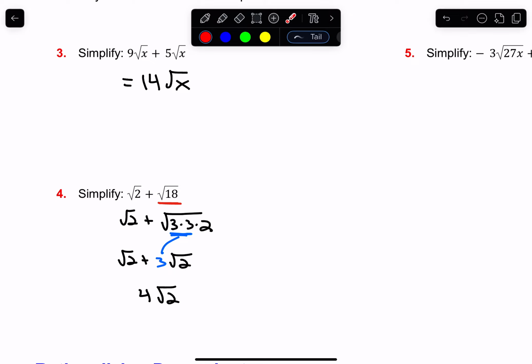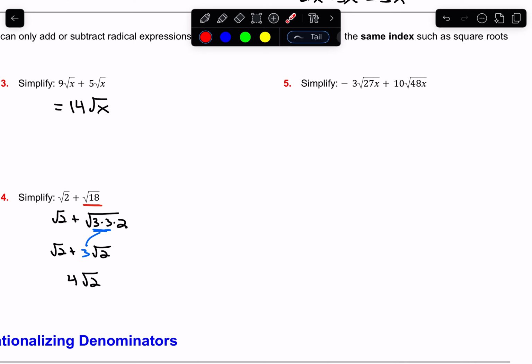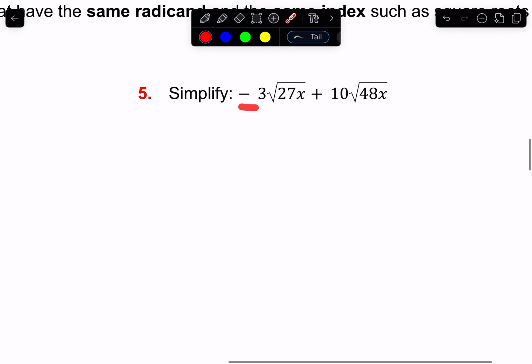So once I get it to where the radicand and the index are the same, then I can go ahead and just add together the 3 plus the 1 that's in front over here to get a 4 as my new coefficient. Okay, number 5, we're going to have to do a little bit more work even. I have negative 3 square root 27x, and I have 10 square root 48x. Those do not look the same at all. Okay, the indexes are the same, but the radicands are completely different.